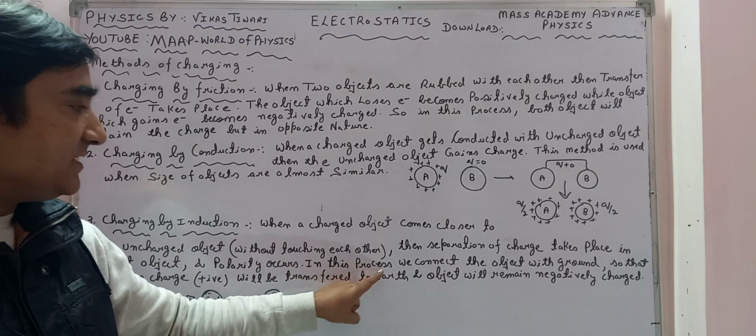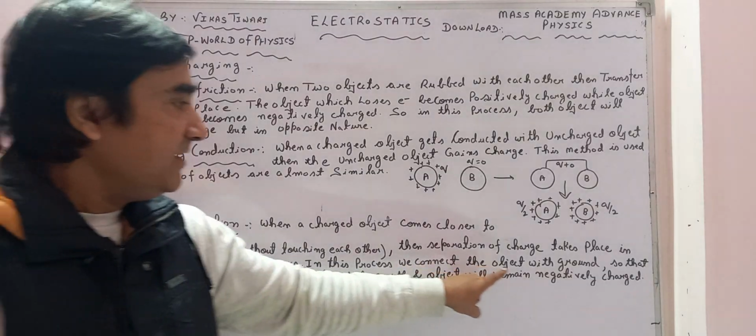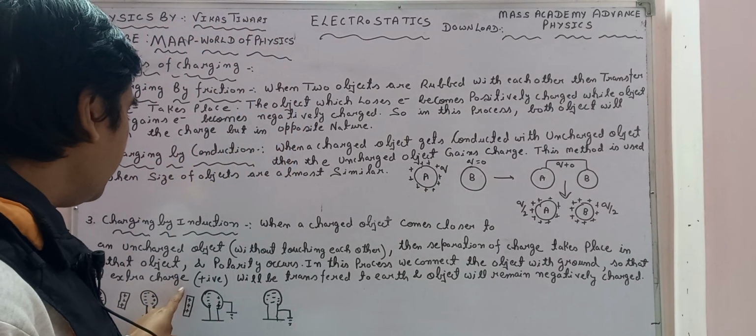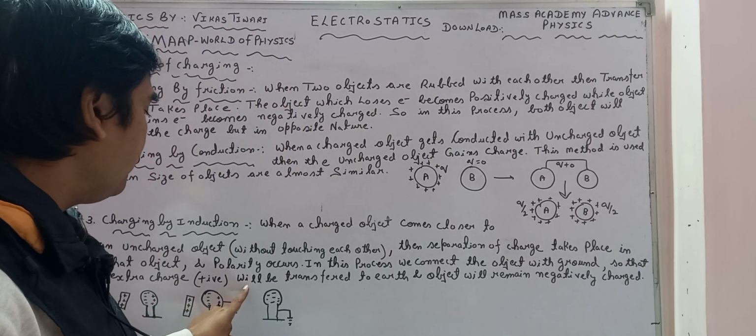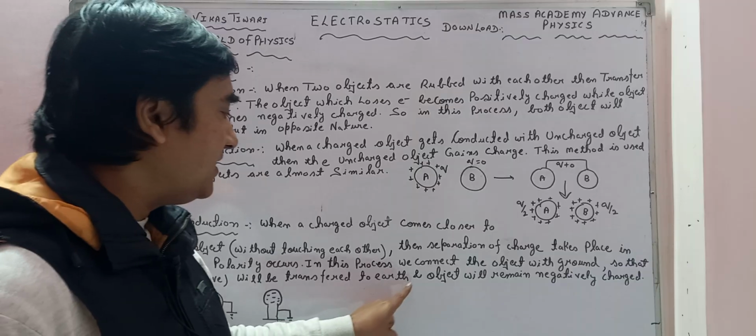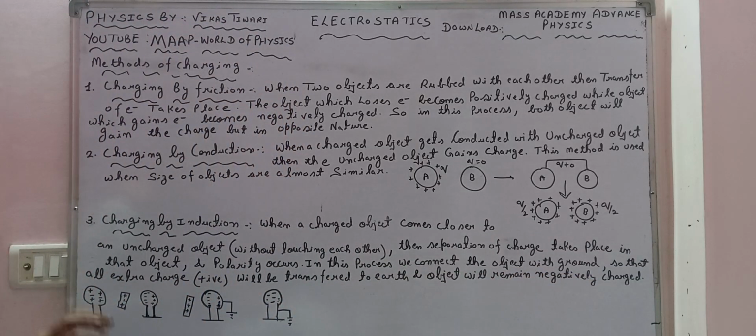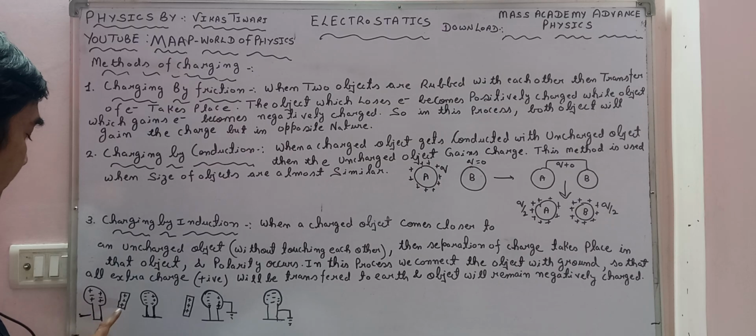In this process we connect the object with ground so that all the extra positive charge will be transferred to earth and the object will remain negatively charged. Why do I say positive? I am just taking an example. This is a body. In the very first case, this is a body which is electrically neutral. Now what will happen if I bring another body which is already positively charged?